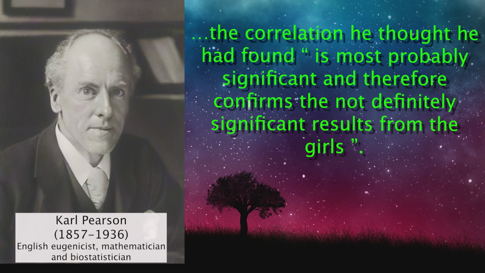Not surprisingly, Pearson never found a correlation between intelligence and head size, or between children's intelligence and their parents' literacy level. Finding no correlation, he divided the category of children into two, girls and boys. Finding none for girls, he convinced himself that for boys the correlation he thought he had found is most probably significant and therefore confirms the not definitely significant results from the girls.